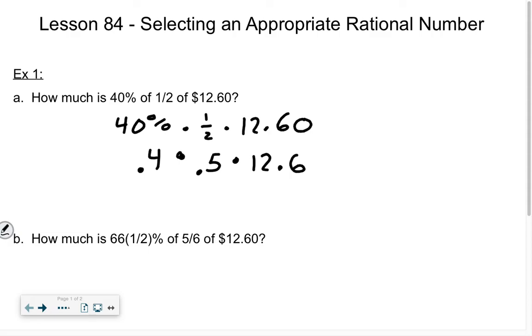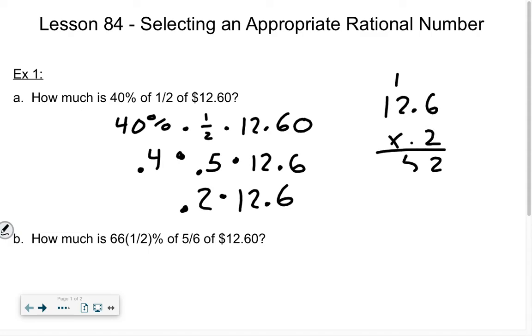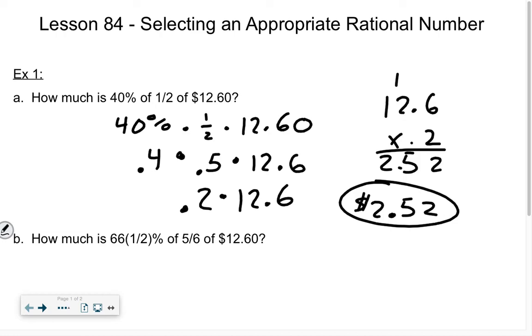So if we go ahead and multiply these first two together, 0.4 and 0.5, if you do the math, you'll find that to be 0.2. And now we're simply going to take 12.6 times that 0.2. Two places over. So I'm coming up with $2.52. So the point there with part A, maybe the decimal was the easiest route to go. Not saying that it's the only route. We maybe could have converted everything to a fraction and then we could have went from there as well.